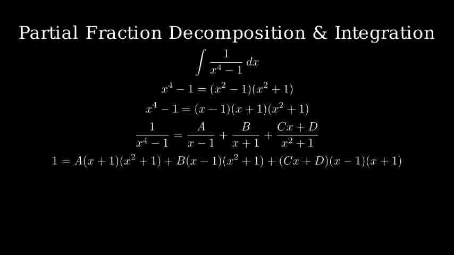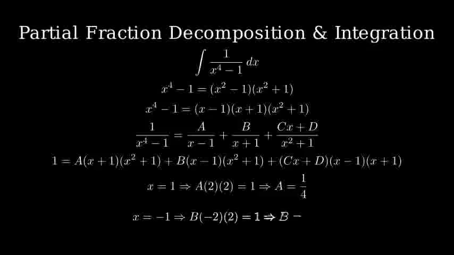We can solve for A by substituting x equals 1 into our equation. This gives us A times 4, which equals 1, so A equals 1/4. Similarly, we solve for B by substituting x equals -1 into our equation. This simplifies to B times -2 times 2 equals 1, so B equals -1/4.